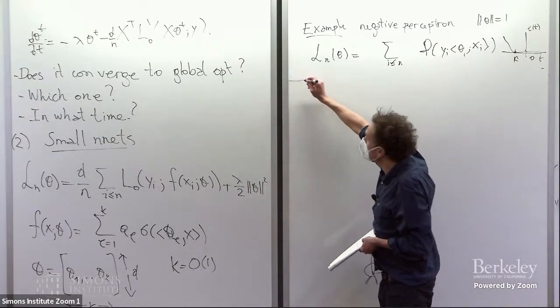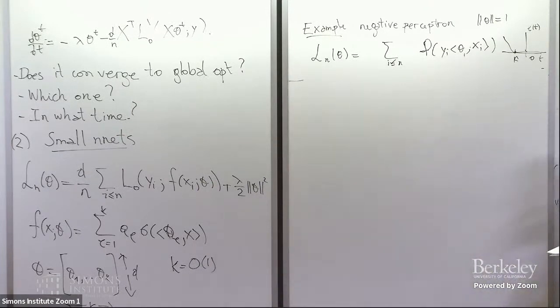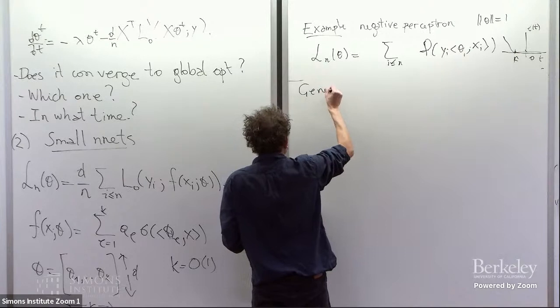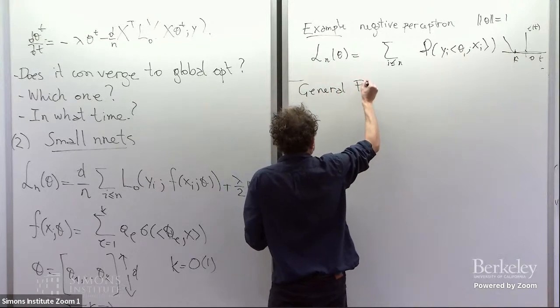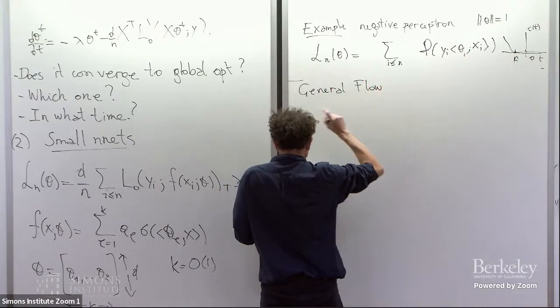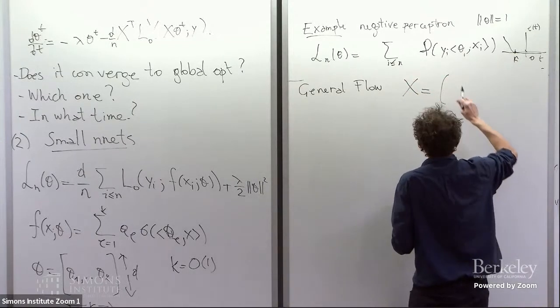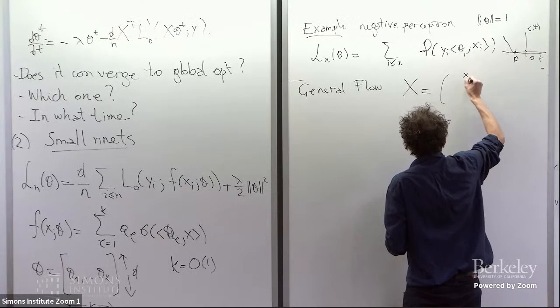Any question about these examples? Because now I'm going to introduce a setting of which these are special cases. The setting is the following general flow. We have a matrix. All of these have the property that they depend on a random matrix, and this will be the matrix of the data.